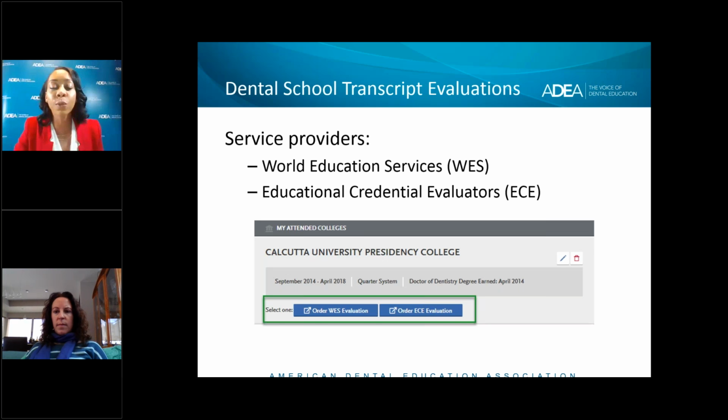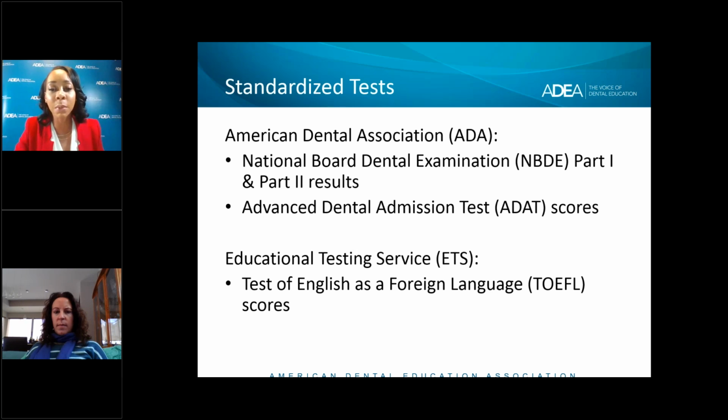The process for providing standardized test information is similar to the transcript process. Applicants can self-report some information, but they must go to the ADA to provide official MBDE Part 1 and Part 2 results, as well as ADEA scores. Applicants often forget that. This year in the application, we're providing a link to the ADA website so applicants can navigate directly from the CAAPID application to the ADA website where they can submit their requests for their MBDE Part 1 and Part 2 results or ADEA scores.